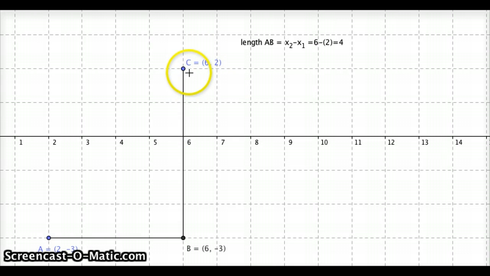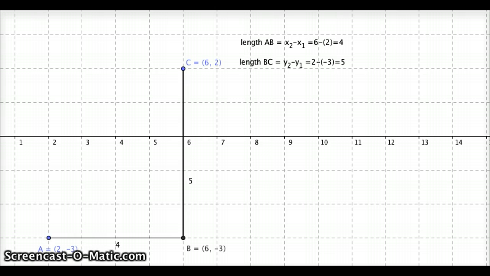Again, we could do the same thing, count the number of squares, or if we wanted to introduce a formula, we could find the length of BC by subtracting the y coordinates. So in this case, we could do 2 minus -3, which would give 5, so the length there would be 5. So far we've looked at finding the length of a horizontal segment and the length of a vertical segment. Those two are probably the easiest two to find.